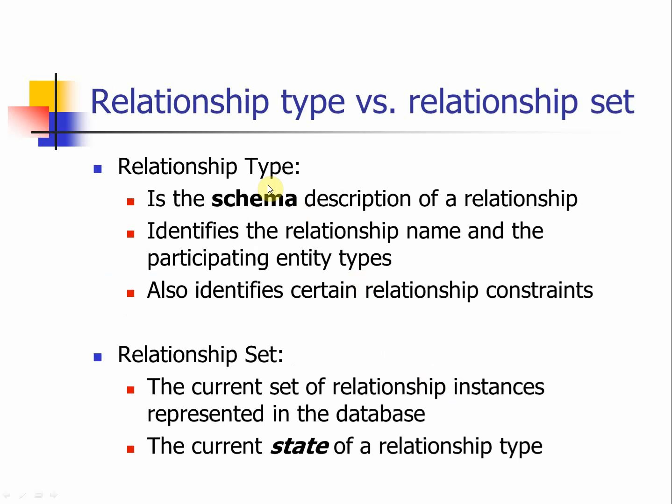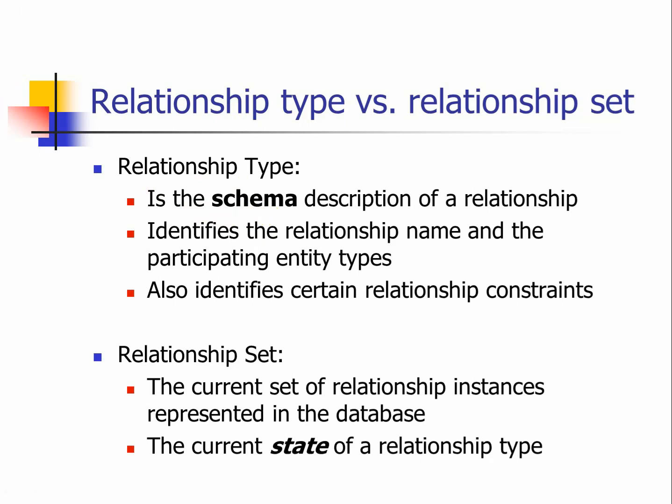For the relationship type, indicating the design of the ER diagram, it is a schema description of a relationship. It identifies the relationship name and the participating entity types. It also identifies certain relationship constraints. So the schema here, relationship type, is the design that we want to say, for example, connects employee and department through a relationship called works for. Because in our company database, every employee must work for a department. So this is like the design of the ER diagram. So this is a schema description.